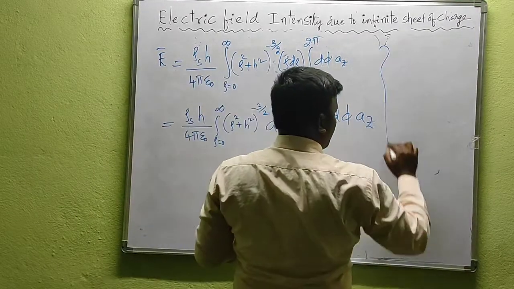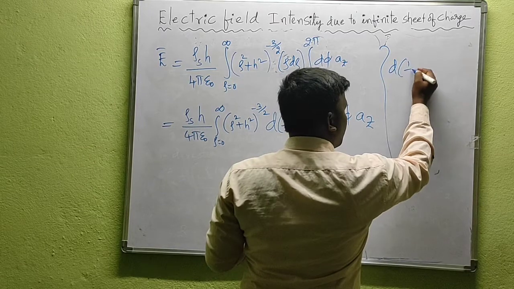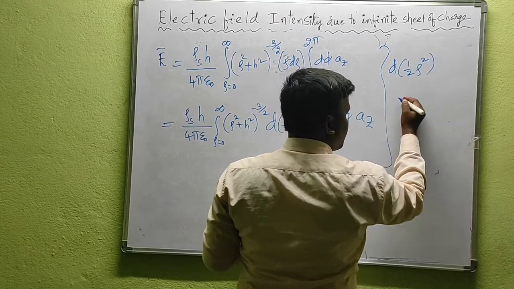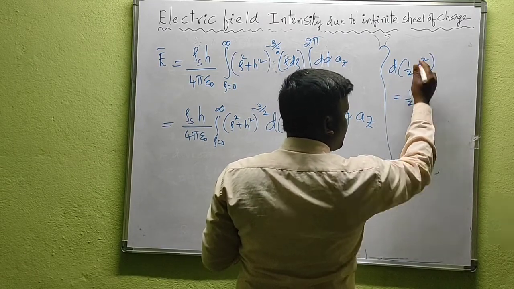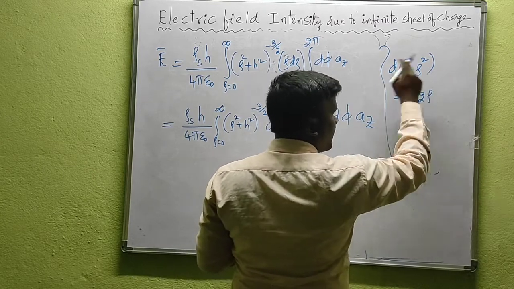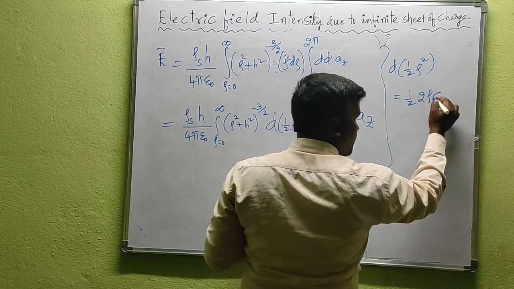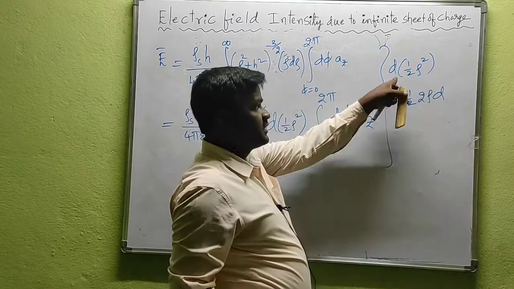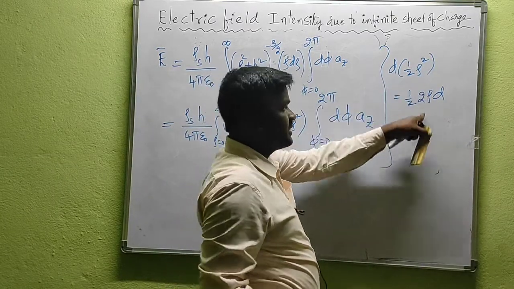Differentiation of, note, it is equal to what? Differentiation of 1 by 2 rho square. Perform differentiation, we will get what? 1 by 2. Differentiation of rho square is what? 2 rho. If I perform differentiation with respect to rho, then I will get rho square as 2 rho.